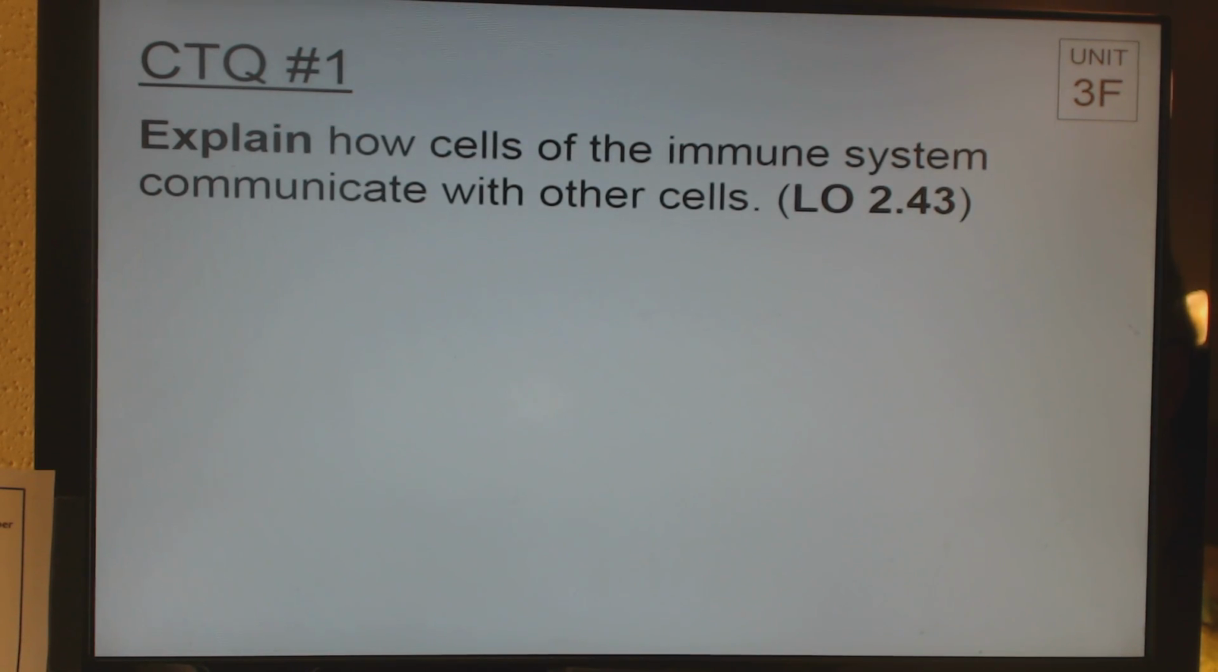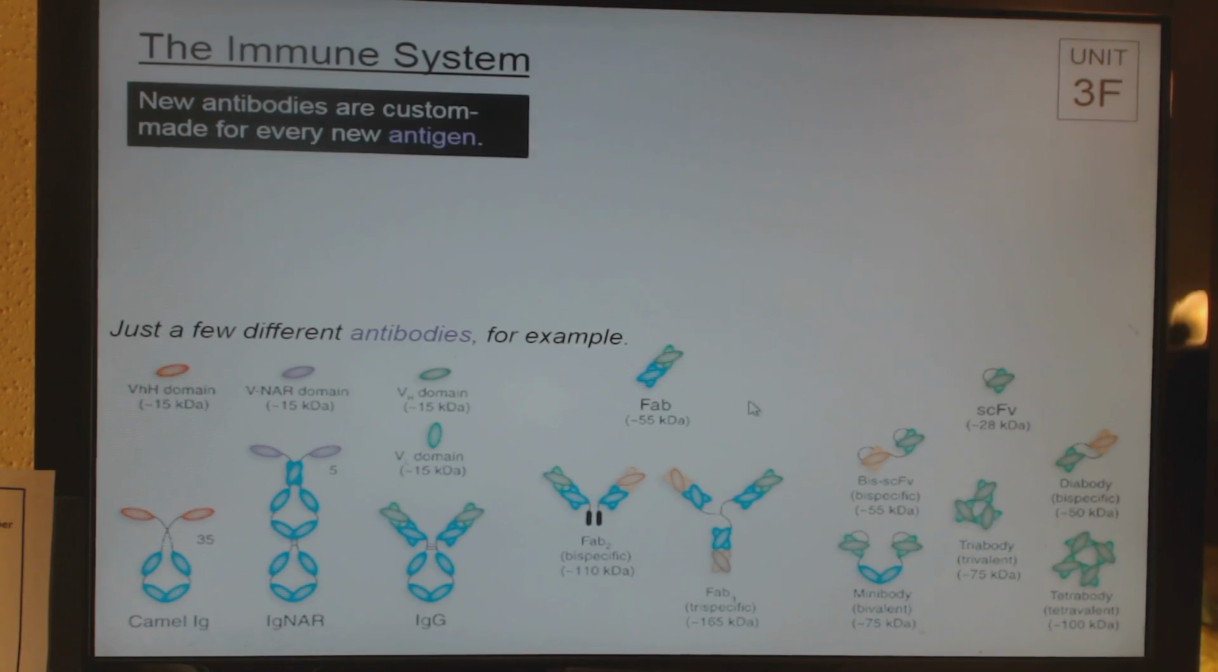So, my question is, explain how cells of the immune system communicate with other cells. Not how they... no, just how they communicate with other cells. This is the key word here. How do they talk? How do T cells, for example, talk to pathogens? It's not a very friendly conversation, I'll tell you that much.